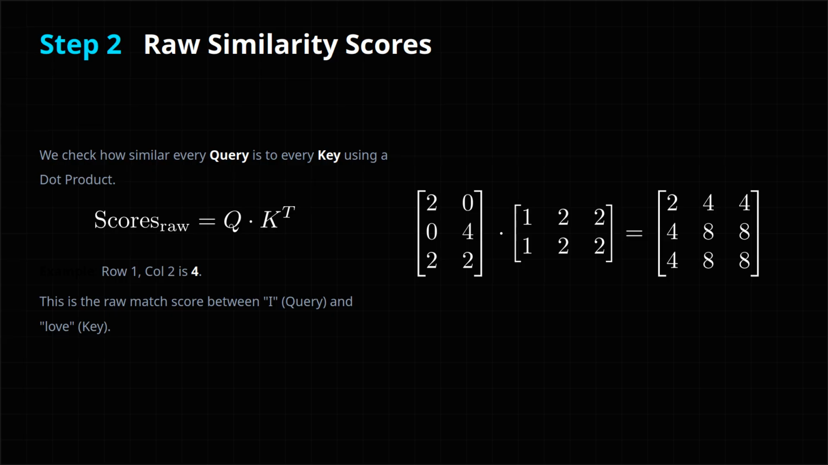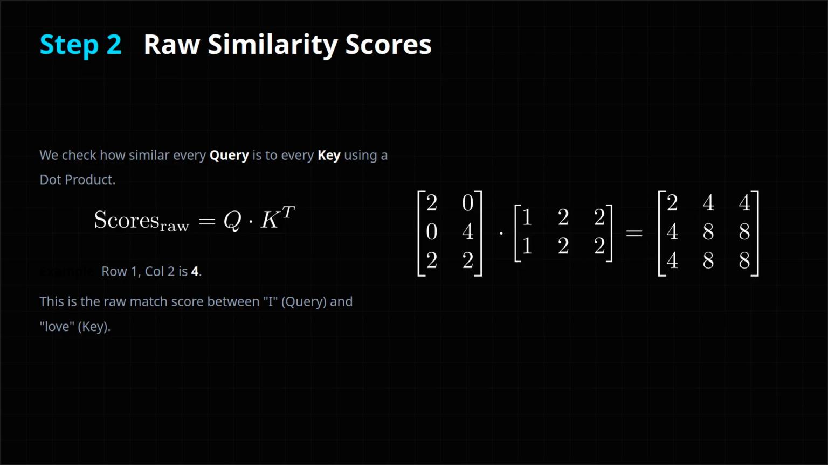Next, we want to know how much each word should pay attention to every other word. To do that, we compare every query with every key using the dot product. You can think of the dot product as a simple similarity measure. For two number vectors, the dot product means we multiply the first coordinates together, multiply the second coordinates together, and then add the results. If two vectors point in a similar direction, their dot product is large. If they disagree, it is smaller.